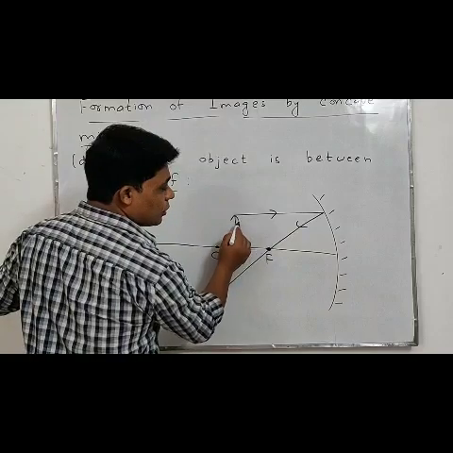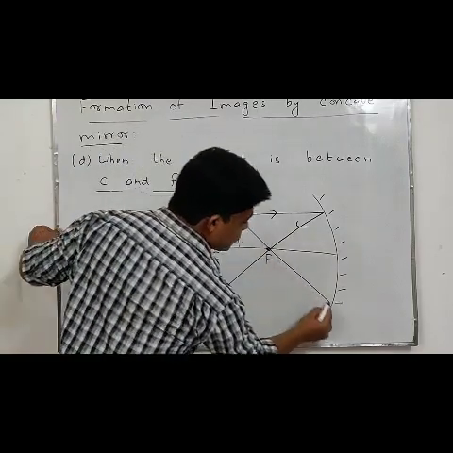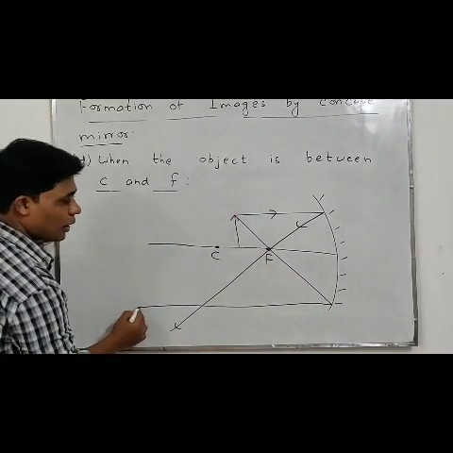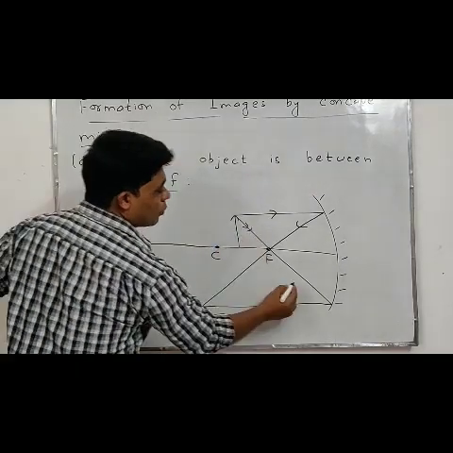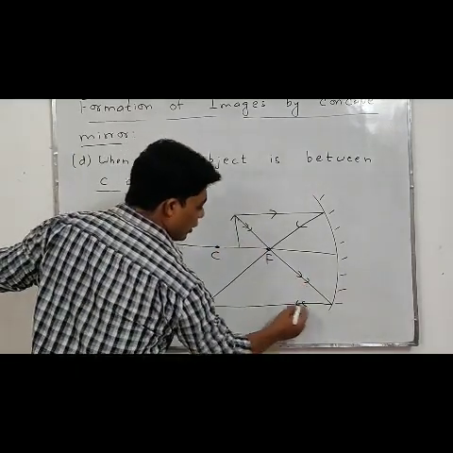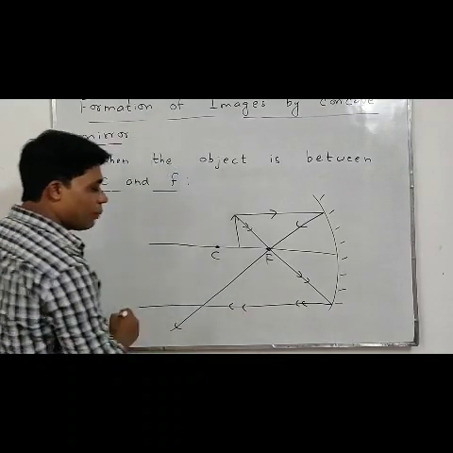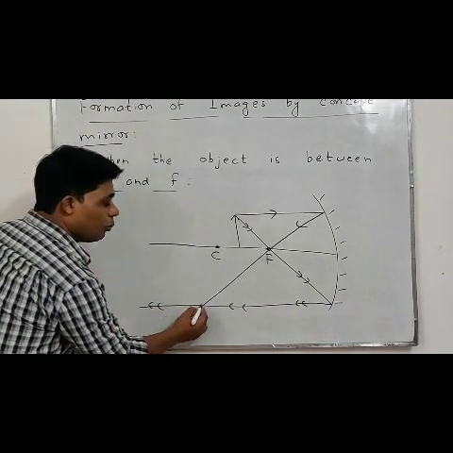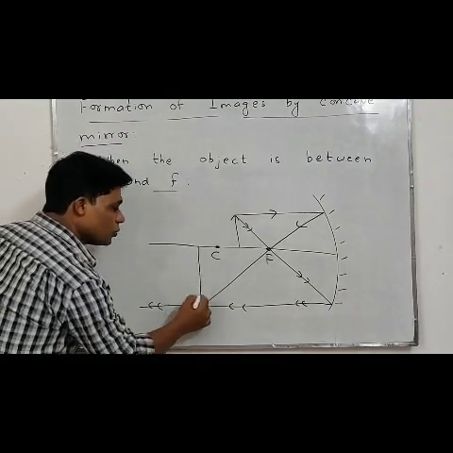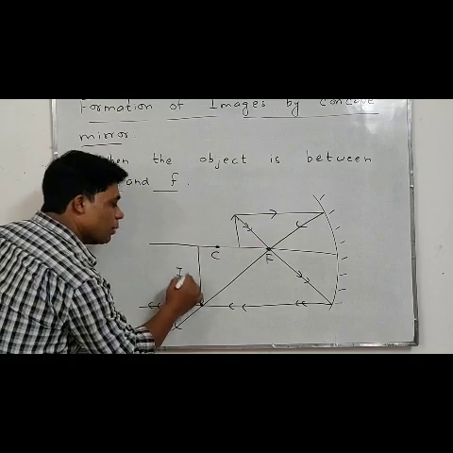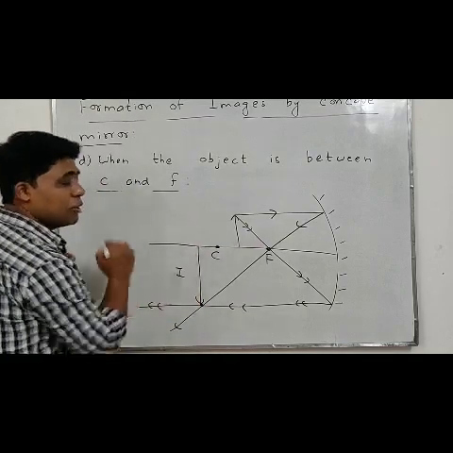Now another ray is incident, it gets reflected. I'm going to make a double arrow, so you will not face any difficulty in understanding the path of the light rays, and both intersect at that point, so we will obtain the image beyond C.